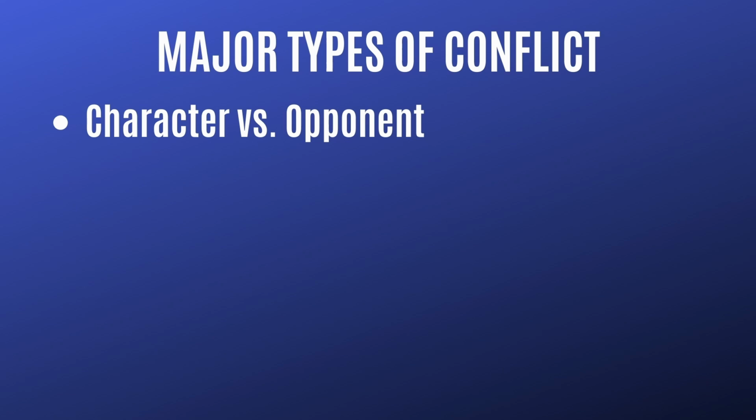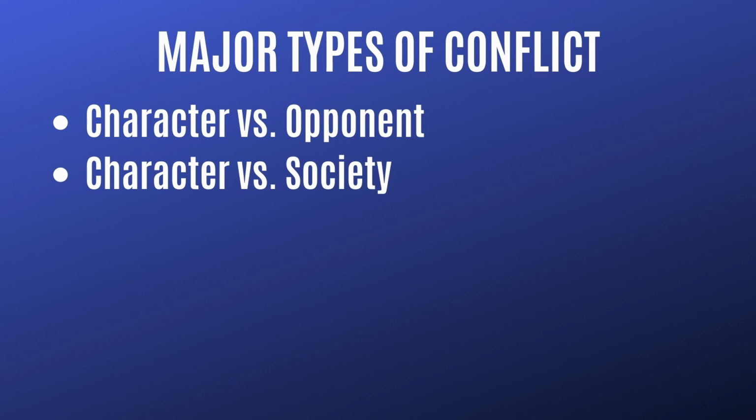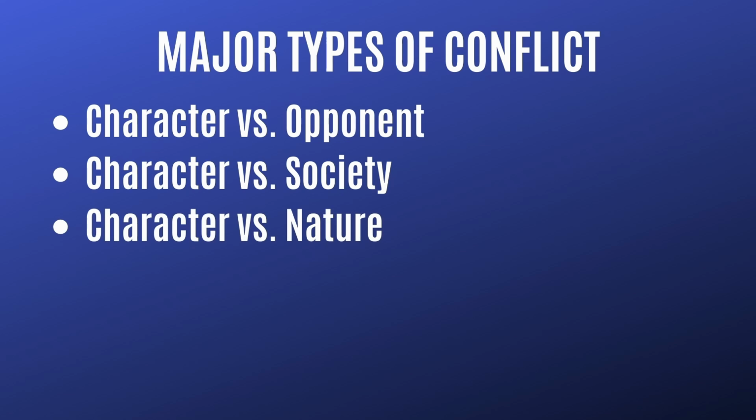Second type of conflict is character versus society. And this can include society's institutions, it can include cultural expectations, it can include laws that dictate how your characters must live, it can even include things like technology and other world-building related things. Third type is character versus nature, and this includes things like weather, terrain, animals, monsters, and so on.